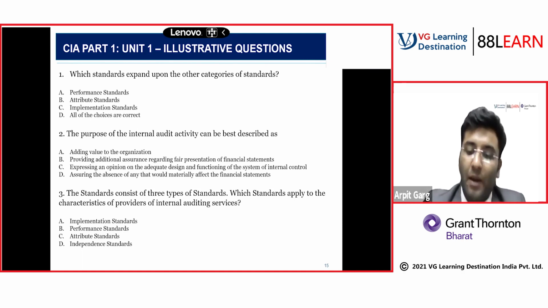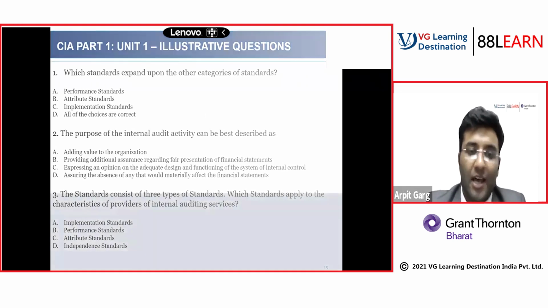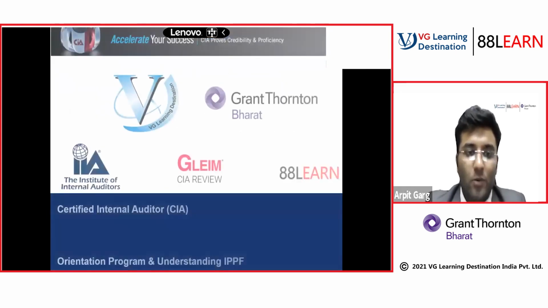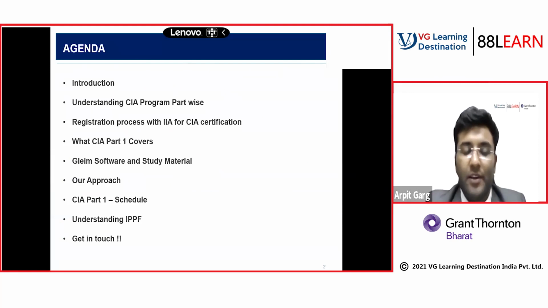Going back to the agenda slide. In the last 2 hours, we have covered the introduction. We have covered the CIA program part-wise understanding. We have covered the registration process, how you will register yourself for the CIA certification. What are the different subunits we are going to cover in part 1, the GLEIM software and the study material that you're going to refer during the session series and for your preparation for the exam. What will be our approach? So we have covered the content.